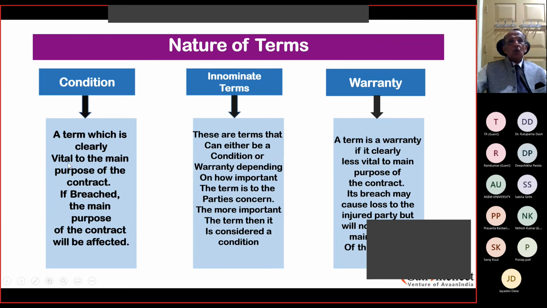A condition is a term which is clearly vital to the main purpose of the contract. If you breach it, the main purpose of the contract will be affected. A warranty is like when you buy machinery and you get a warranty, 5 years or whatever it is. Whenever you buy machinery, equipment, or even a car, there is a warranty. Now, innominate terms I don't want to get into because these are something which comes in between. Depending on the usage, it can become a condition or a warranty. It's a little complicated.